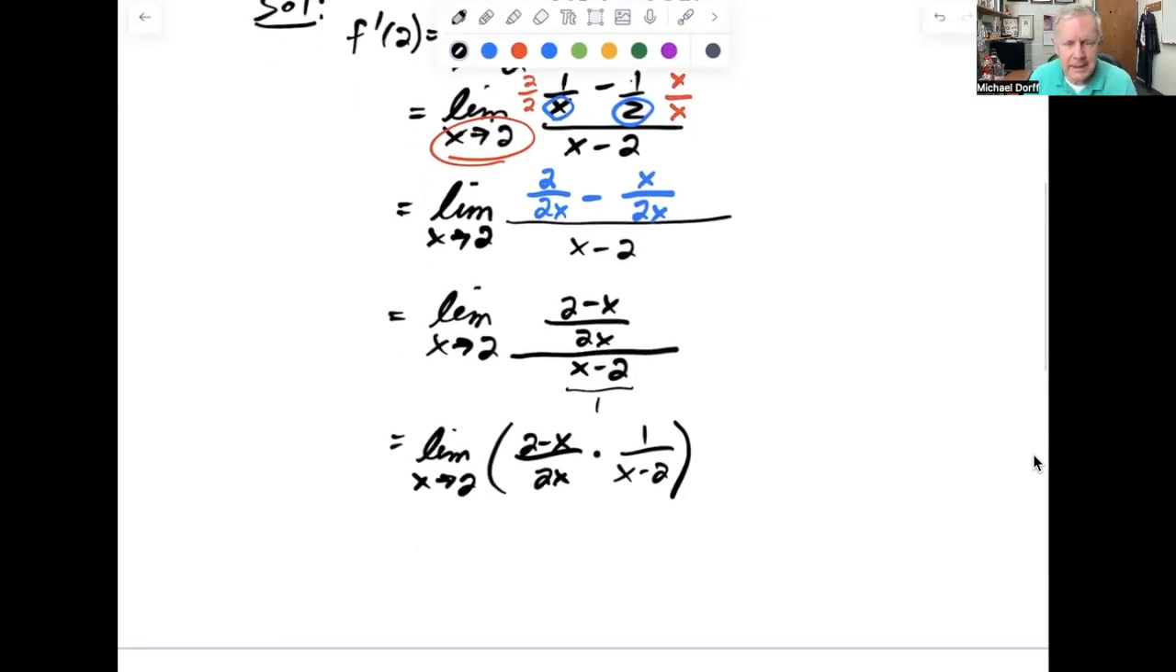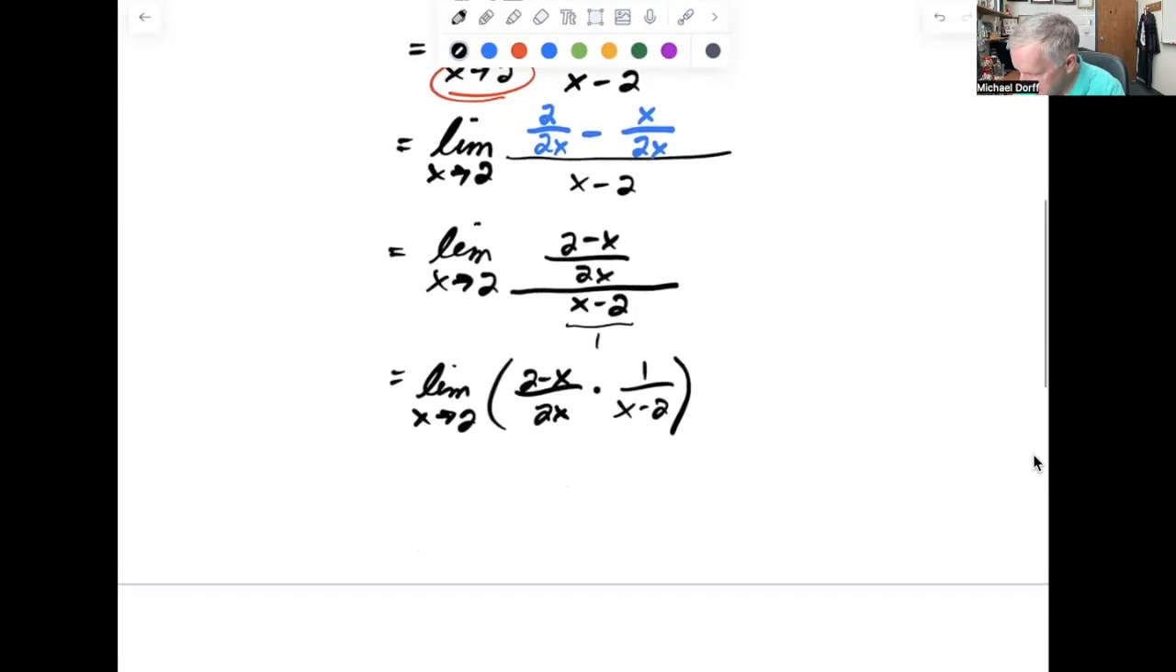Now I look at this, and I can think of this as having just a 2 minus x in the top, and in the denominator, I have 2x times x minus 2. I don't have my x minus 2 in the top, or at least it doesn't look right. But notice here that 2 minus x, I could write that as minus x plus 2 by just switching the order, it doesn't matter. And now I could take out a negative 1 there.